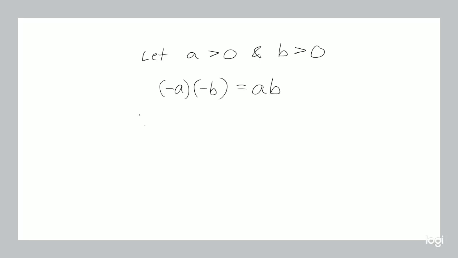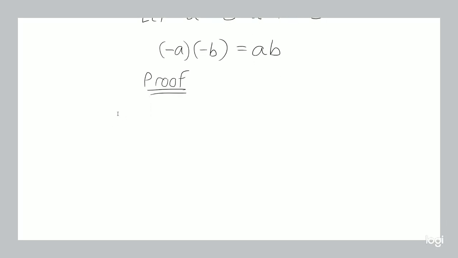So let A be greater than 0 and B be greater than 0. -A times -B equals A times B. And here's the proof for that. Right, so if A is greater than 0, well then -A is less than 0, right? Same goes for B, right? So a negative number times another negative number is the same as if you were to multiply the two positive versions of those numbers. Okay, here's how we're going to prove that.